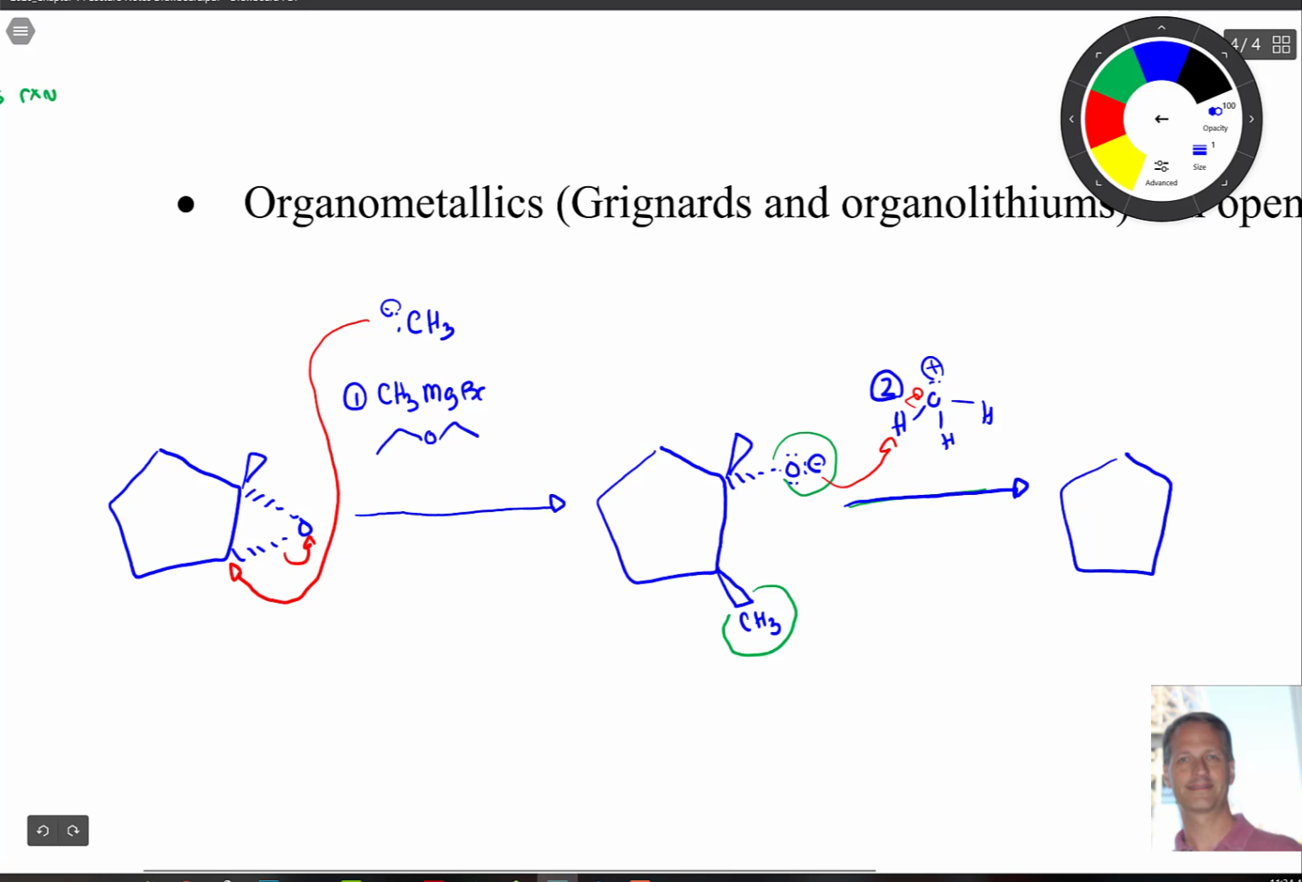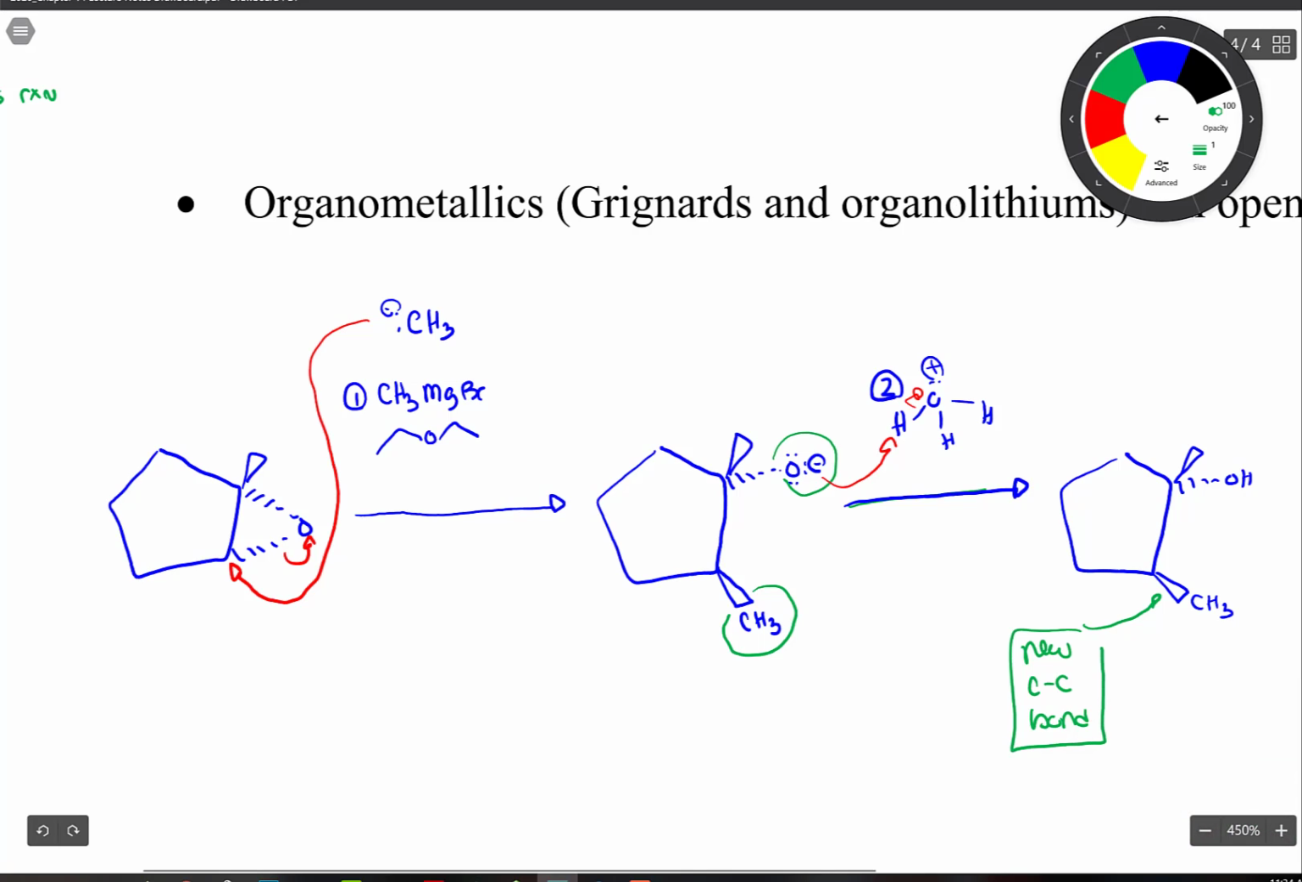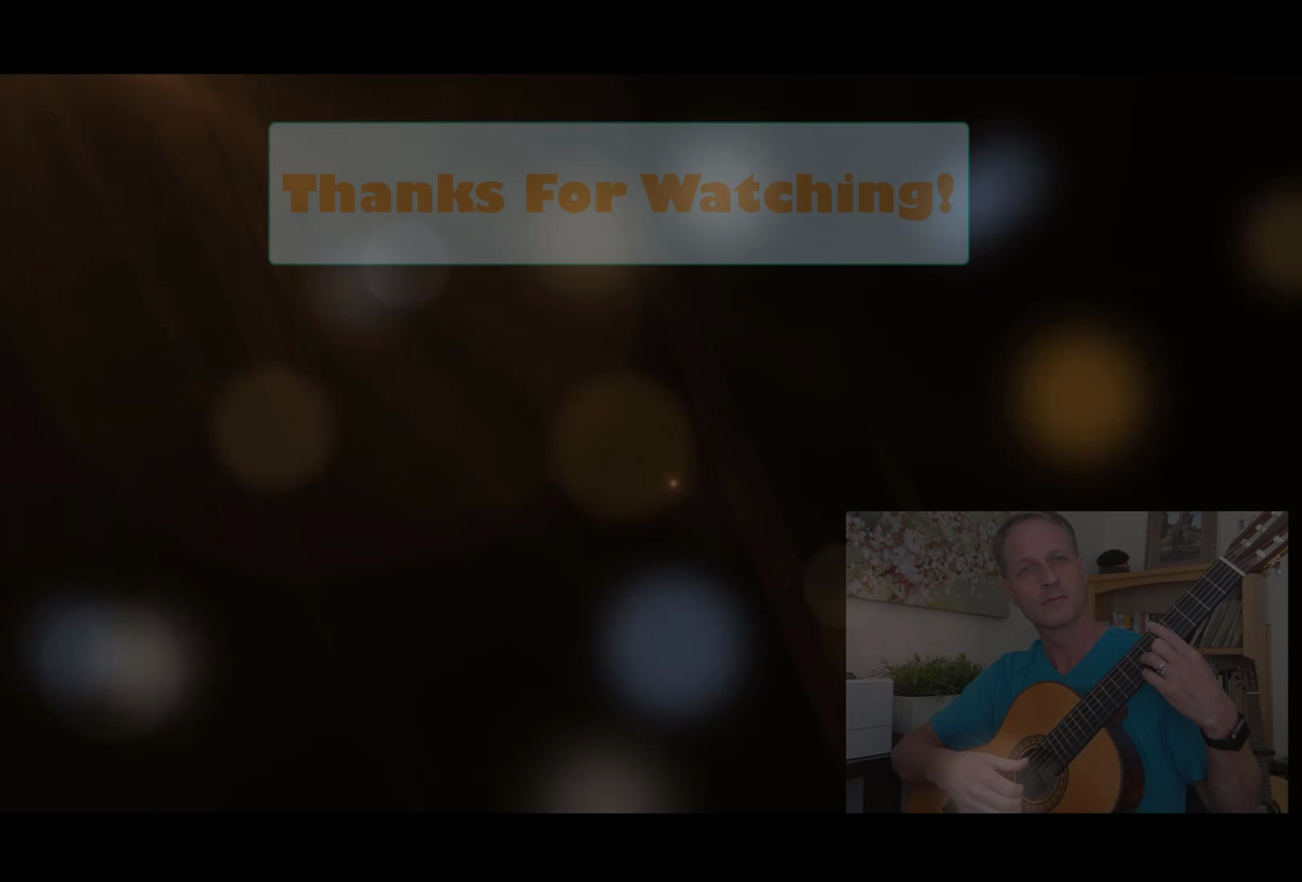And what that gives us is that same compound, except now we're protonated, right, on that oxygen, and you got your CH3 here. So I want to point out this bond right here. This is an important thing. Here we have a new carbon-carbon bond. So that becomes important when we talk about multi-step synthesis and stuff like that also, right?